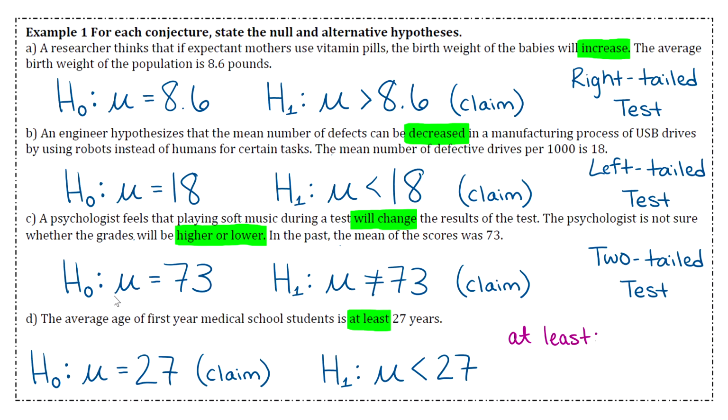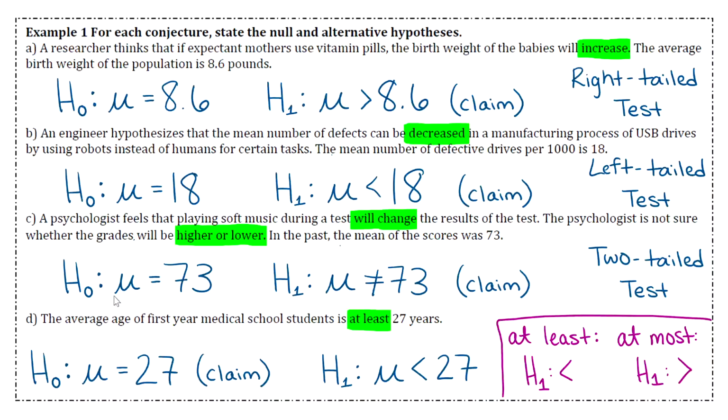I know that's kind of the confusing one, so if you want to make a note for yourself, if you see the words at least in your claim or the problem, then you're going to let H1, your alternative, be a less than sign. And if you see the opposite, so if it says at most, then you're going to let your alternative hypothesis have a greater than sign. So those are the only two tricky ones. Normally they're very straightforward. You just have to watch out for those where it's at least or at most, because they involve equals. So really then you let the null be the claim, and then you put the opposite sign in the alternative.